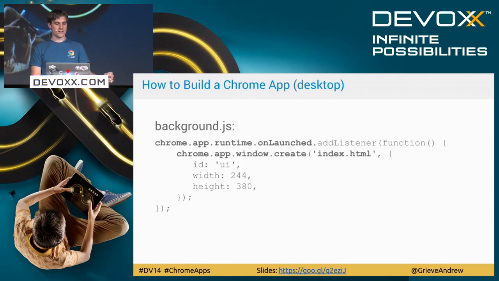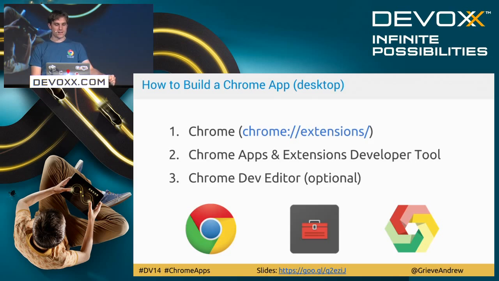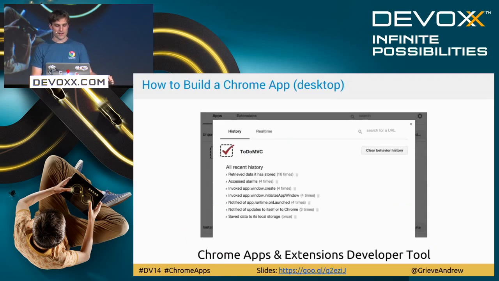Okay, so hopefully that drove home the background page. Typically, this is what you'd see: background.js, on launched event, chrome.app.window.create with an HTML page. So what tools would you use to do this? Well, it's actually pretty easy for desktop. Basically all you need is Chrome. But two helpful add-ons are the Chrome Apps and Extensions Developer Tool, and if you're really feeling adventurous, the Chrome Dev Editor, which is an IDE that we've built, which is itself a Chrome app, and which tries to make it easier for you to build a Chrome app.